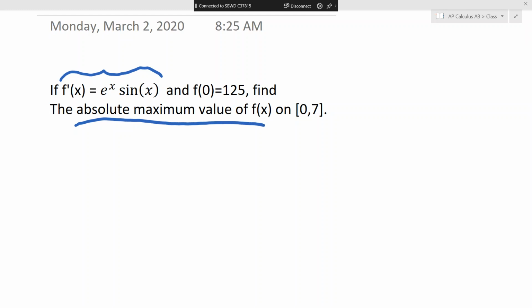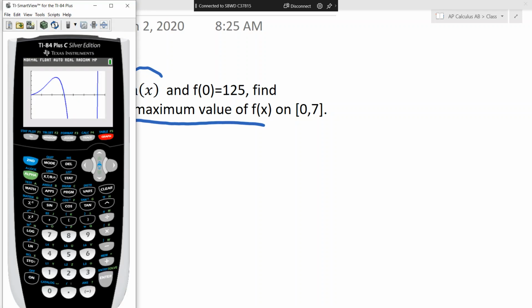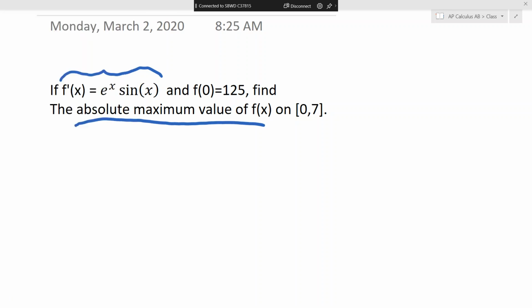Everybody got it? All right, so first thing we're going to do on our calculator is find those zeros. I'm going to graph it and find the zeros. On my paper, I'm going to write, hey, I know that I need to find out where f prime of x is 0.